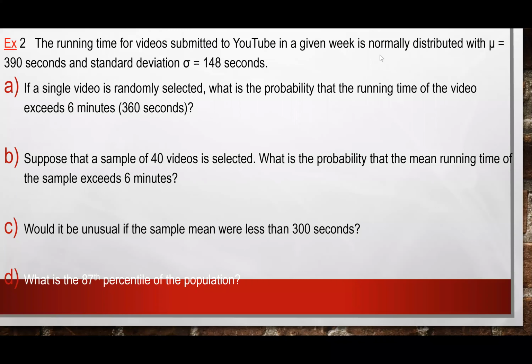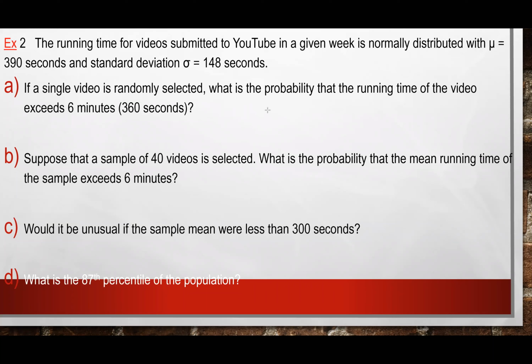Okay. So looking at this, if you read this information, what they tell you is that the running time for a video submitted to YouTube in a given week is normally distributed with a mean of 390 seconds and a standard deviation of 148 seconds. Now they say, A, if a single video is randomly selected, what is the probability that the running time of the video exceeds 6 minutes?